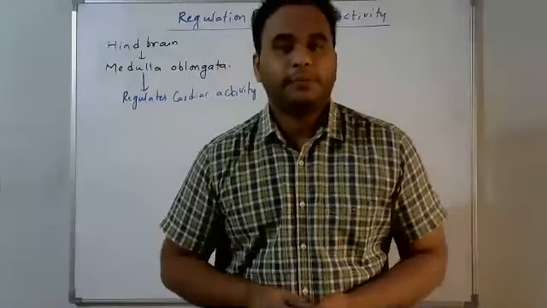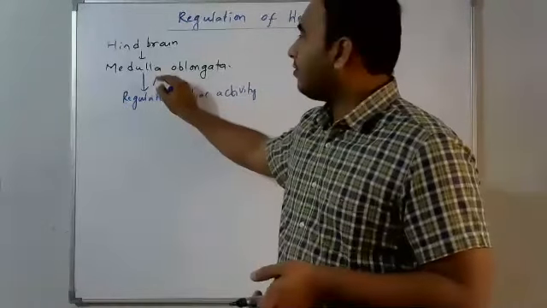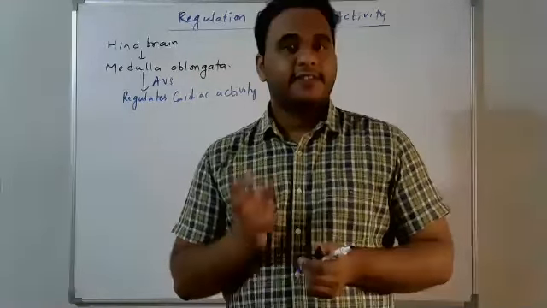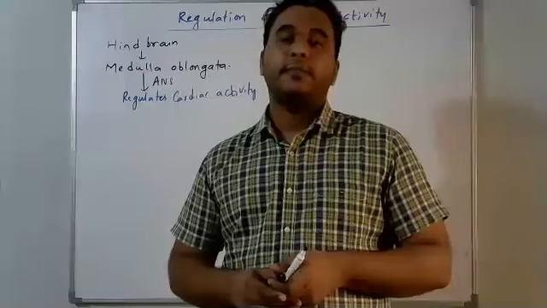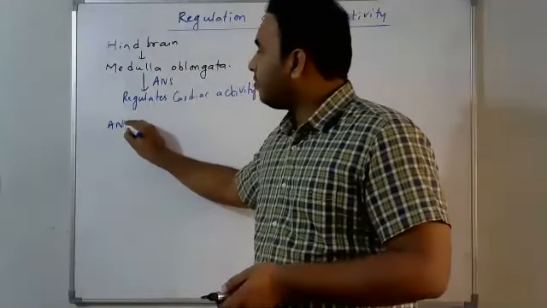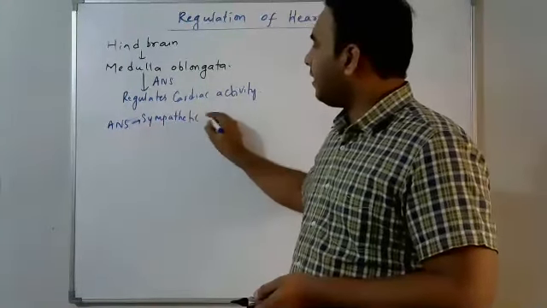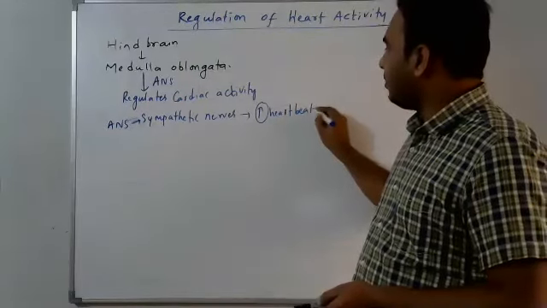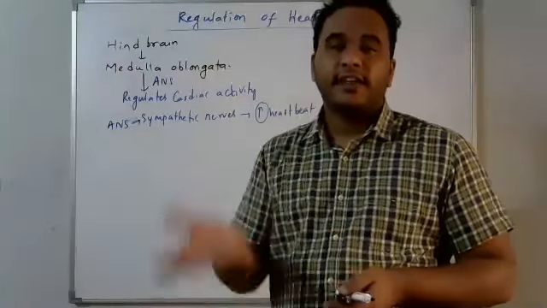And it does so through the autonomous nervous system, ANS. There are specialized sympathetic nerves which belong to the autonomous nervous system, which will increase the heartbeat. The sympathetic nerves belonging to the ANS will increase the rate of heartbeat.